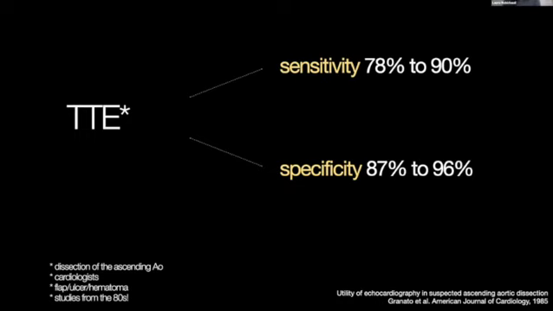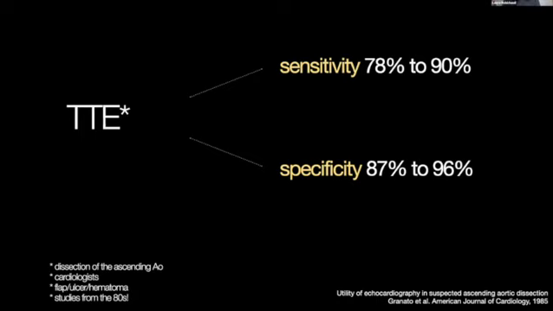And this, though, is derived from literature that was done in the 80s. So there's a little asterisk next to TTE. All of these studies, they've been done like years ago. I wasn't even born when most of these studies were done. Most of them were actually done by cardiologists. So they have an extra level of training to look at the aortic root. And also they're looking at different things.